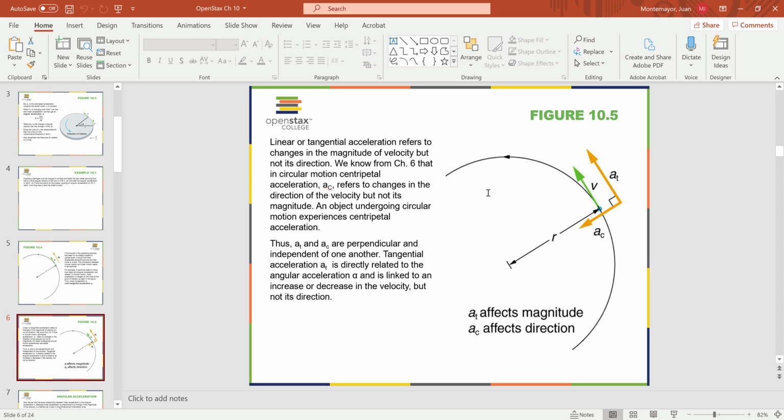Linear or tangential acceleration refers to changes in the magnitude of velocity, but not its direction. We know from chapter 6 that in circular motion, centripetal acceleration, AC, refers to changes in the direction of the velocity and not its magnitude. An object undergoing circular motion experiences centripetal acceleration. Thus, our AT and AC, tangential and centripetal accelerations, are perpendicular and independent from one another. Tangential acceleration is directly related to our angular acceleration, which is our alpha, and is linked to an increase or decrease in the velocity, but not its direction.